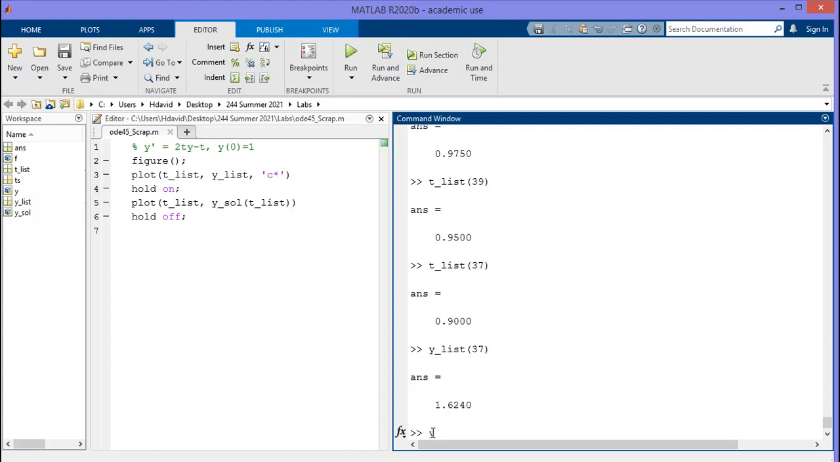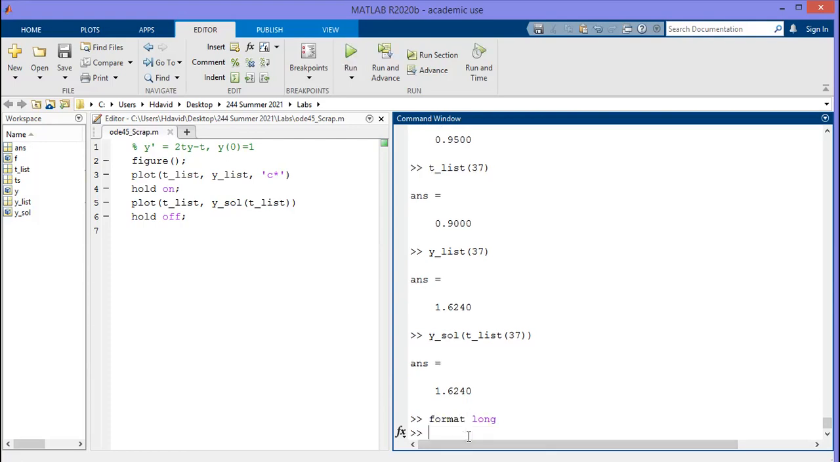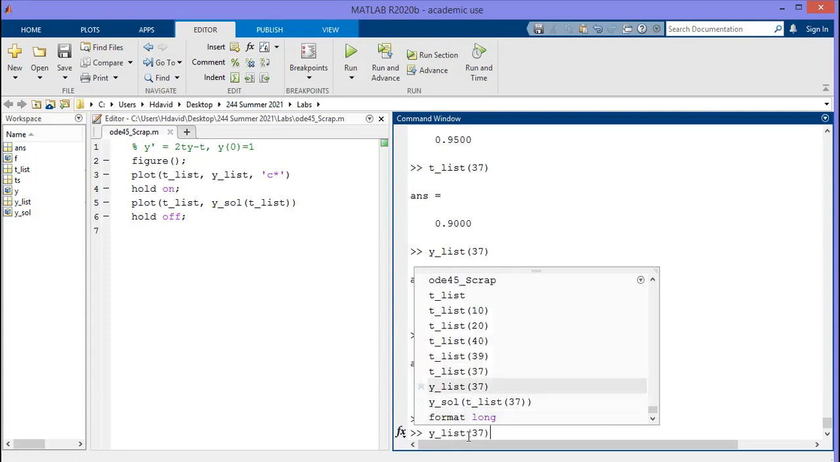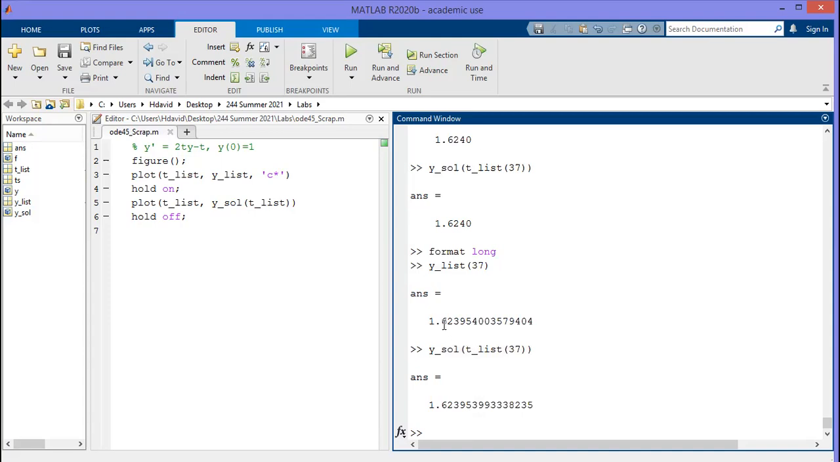And then I want y-sol, the actual solution, and I'm going to plug it in to that same t-list value. And I get a number that looks exactly the same. The reason is that MATLAB's not showing enough decimal places. So I'm going to tell MATLAB that I want to see more. I'm just going to run these lines again. And let's see. They agree up to the 5, and then they differ off of that.